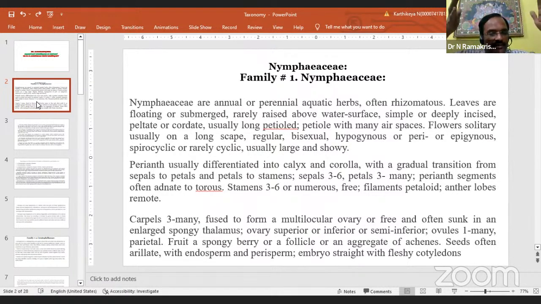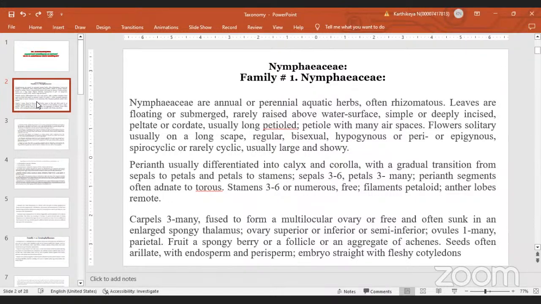The meristems present in the lateral positions, along the side of the stem and parallel to the surface, we call lateral meristems. Based on the positions, the meristems are divided into three categories.